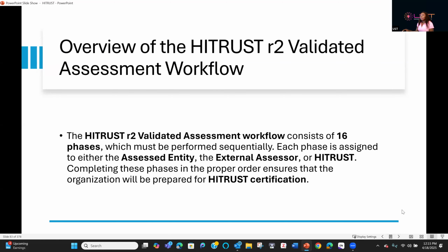Correct? Yes. So next session, we'll do an overview of the HITRUST R2 validated assessment workflow. And you see, it says that it has 16 steps. So we'll take our time and go through this workflow, the 16 steps, like how it's been done, and then we'll go through each of them.